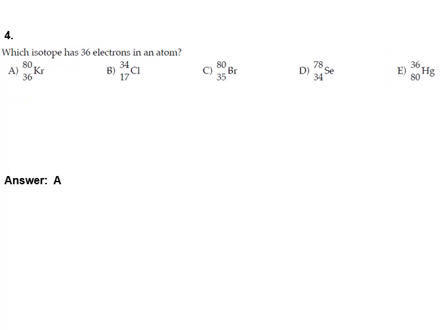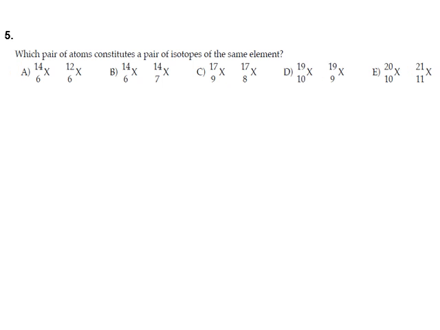Next slide. Which pair of atoms constitutes a pair of isotopes? So we're looking for something that has the lower number, the bottom number, the same, and the top number, the larger number, different.